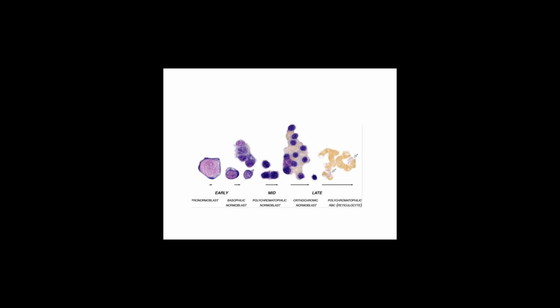Now, if we look at the polychromatophilic normoblast, this is the stage in which we can identify that hemoglobin has started appearing in the cytoplasm. So that gives that polychromasia, feeling of dual color in the cytoplasm. And the nucleus is more condensed. There is clumping of the nuclear material.